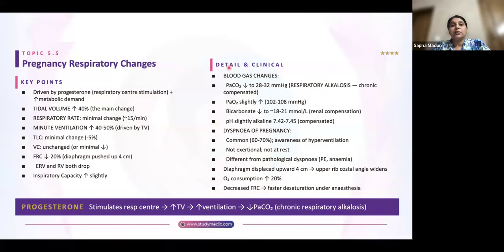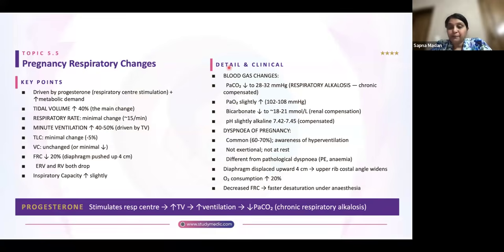The PaO2 is slightly increased. It is around 102 to 108. Bicarbonate is decreased to around 18 to 21 millimoles. This is because of the compensation by the kidneys. The pH is slightly alkaline. It is around 7.42 to 7.45. And this is also a compensatory mechanism.